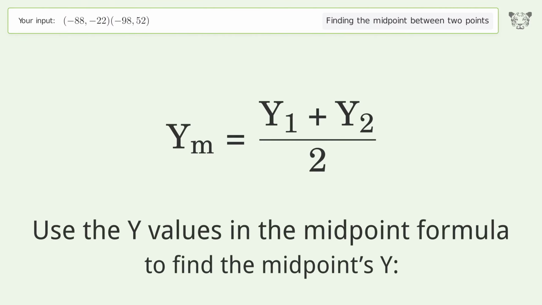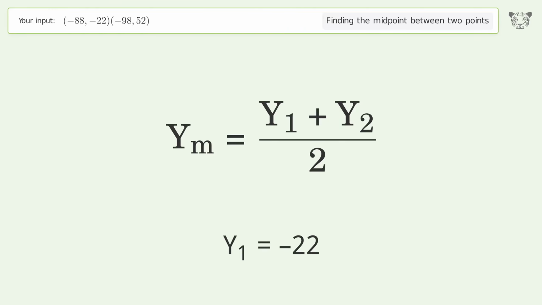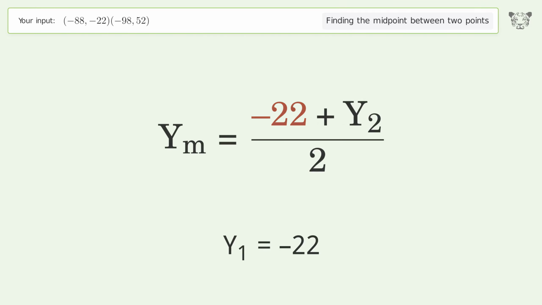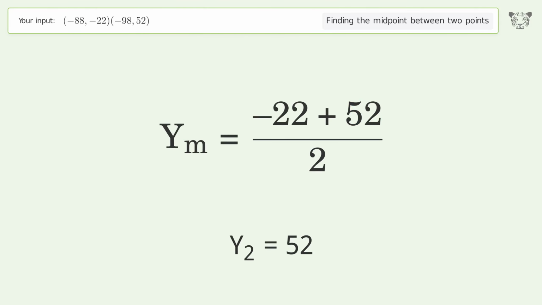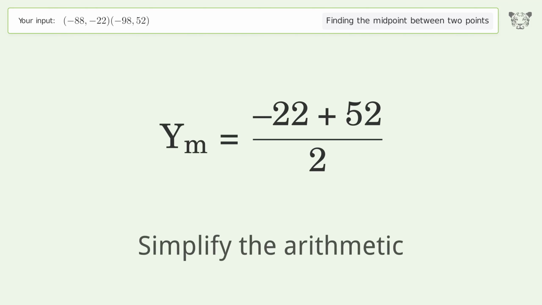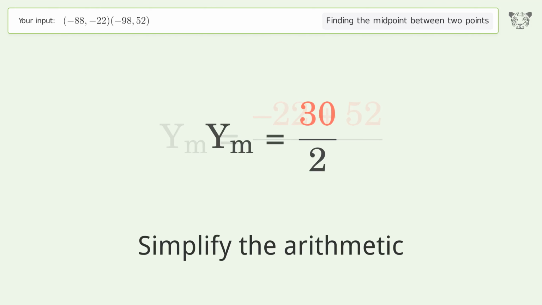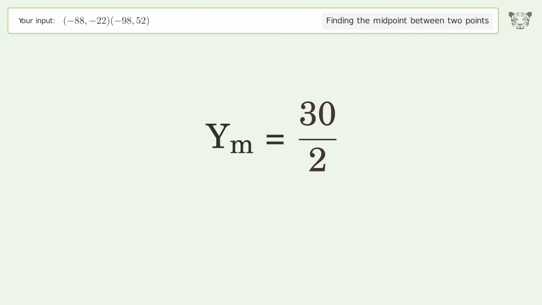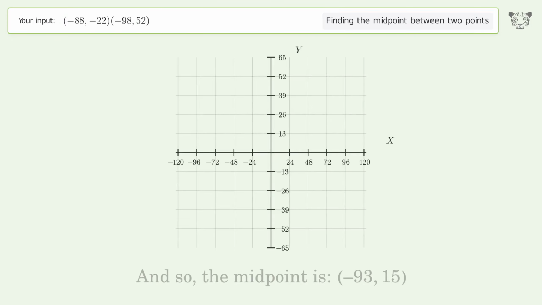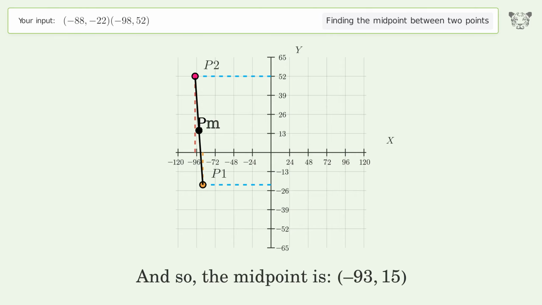Use the y values in the midpoint formula to find the midpoint's y. y1 equals -22. y2 equals 52. Simplify the arithmetic. And so, the midpoint is -93,15.